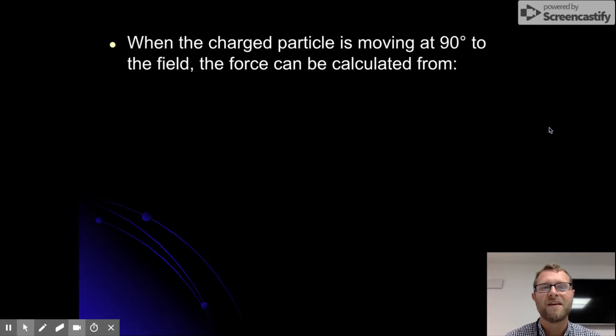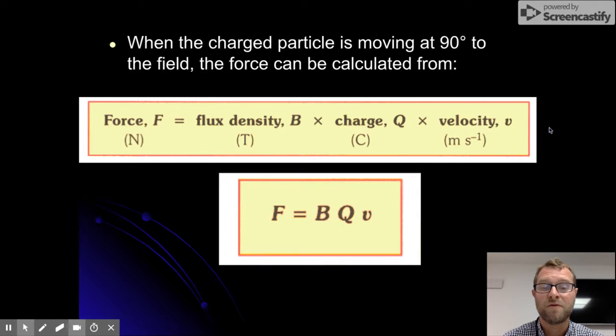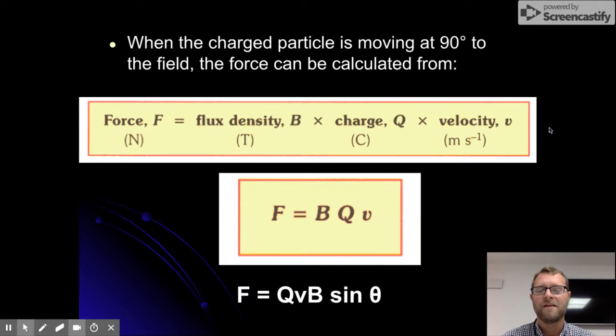So we think a bit more. When the charged particle is moving at 90 degrees to the field, the force can be calculated from force equals flux density times charge times velocity. F equals BQV. And notice here, I'm going to add sine theta, because if the charged object is moving at an angle to the magnetic field, then if I use sine theta, it means I can calculate the impact of that angle.